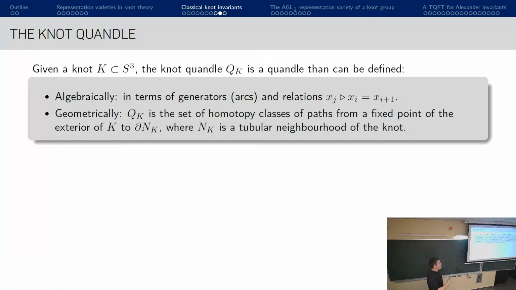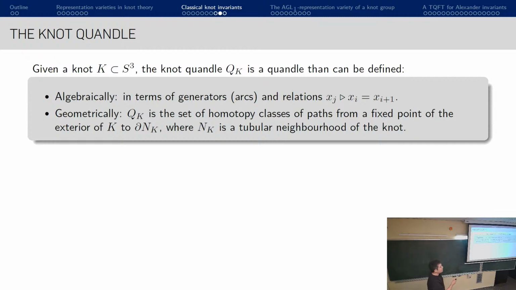So there's also a theory of finitely presented quandles in terms of generators and relations, and it works out pretty much the same way. And geometrically, and this is also important, it can be described as the set of homotopy classes of paths from a fixed point of the exterior of your knot to the boundary of a tubular neighborhood of the knot. I'm going to show you a picture in a while, but the idea is that it can be represented geometrically as a set of certain homotopy classes of paths.